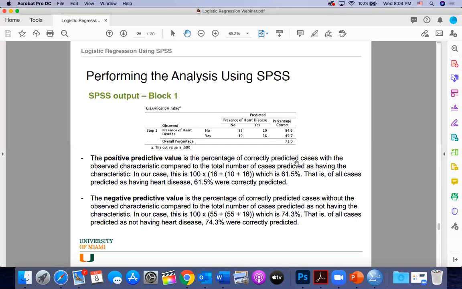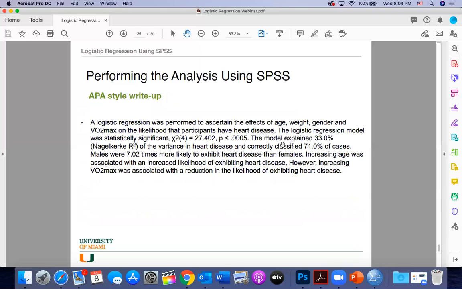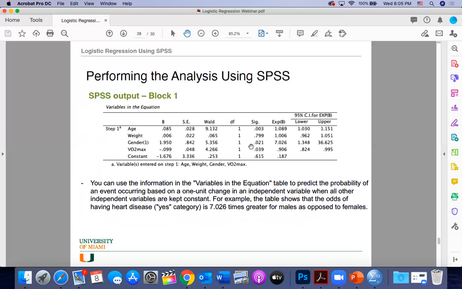If you go back to this table, you can see that overall the accuracy, or the percentage of correctly classified cases, was 71. This was by the overall model, and you want to add this. Then move to each independent variable and talk about it using the variables in the equation table.